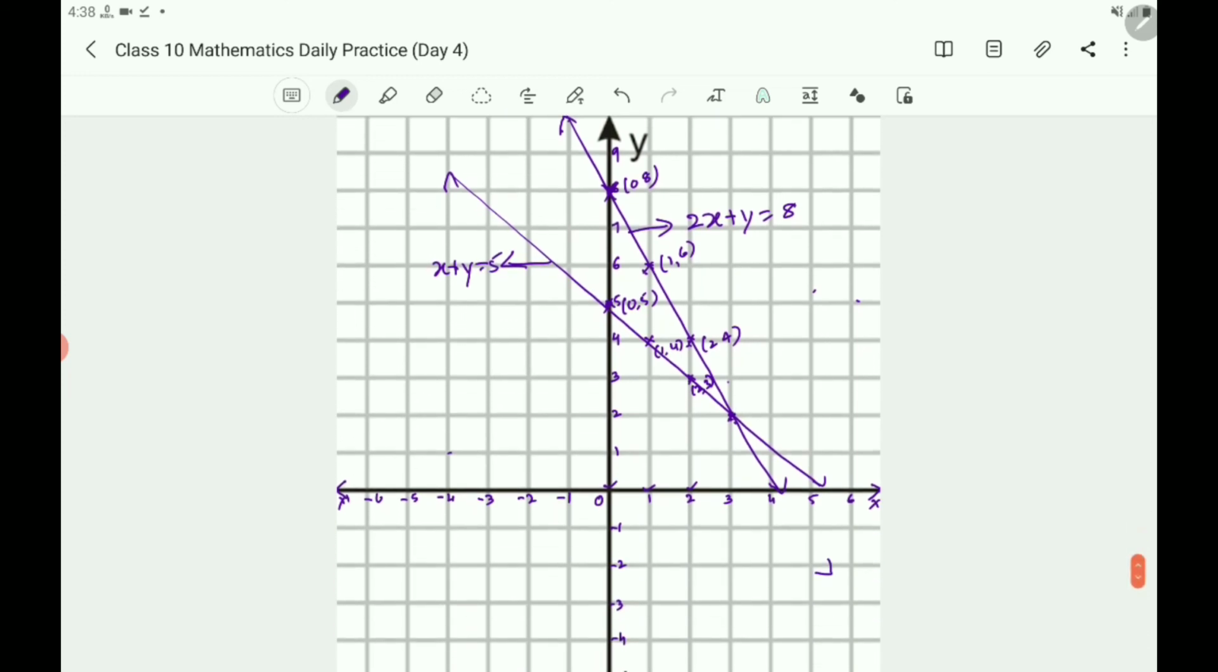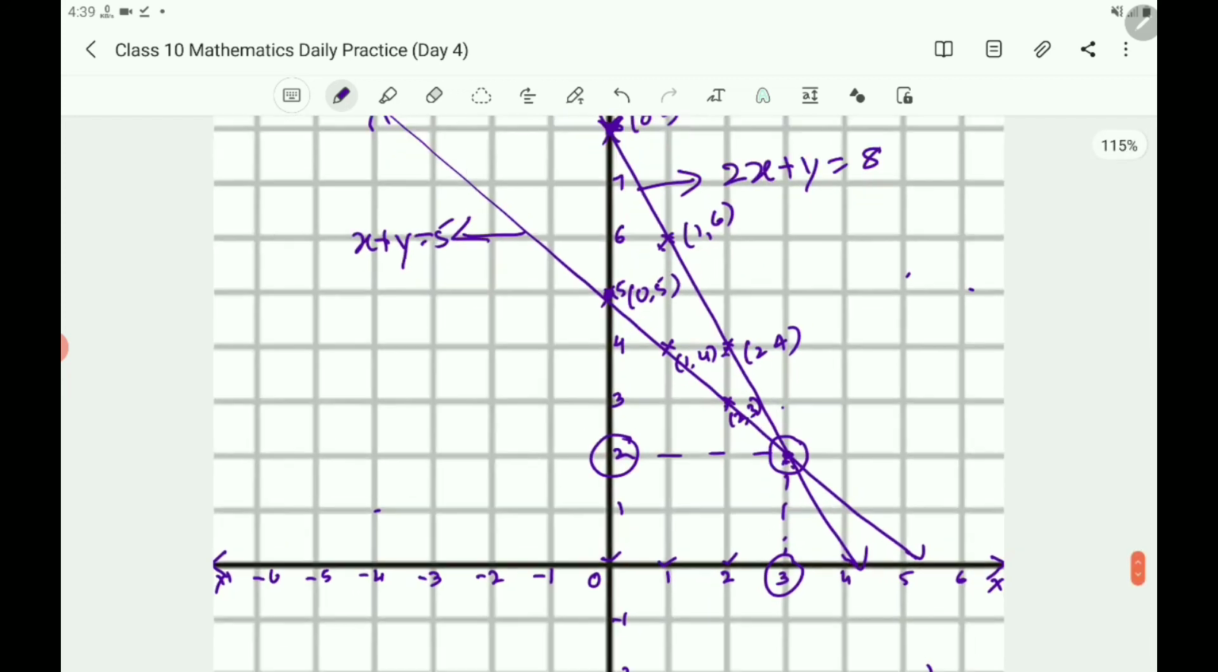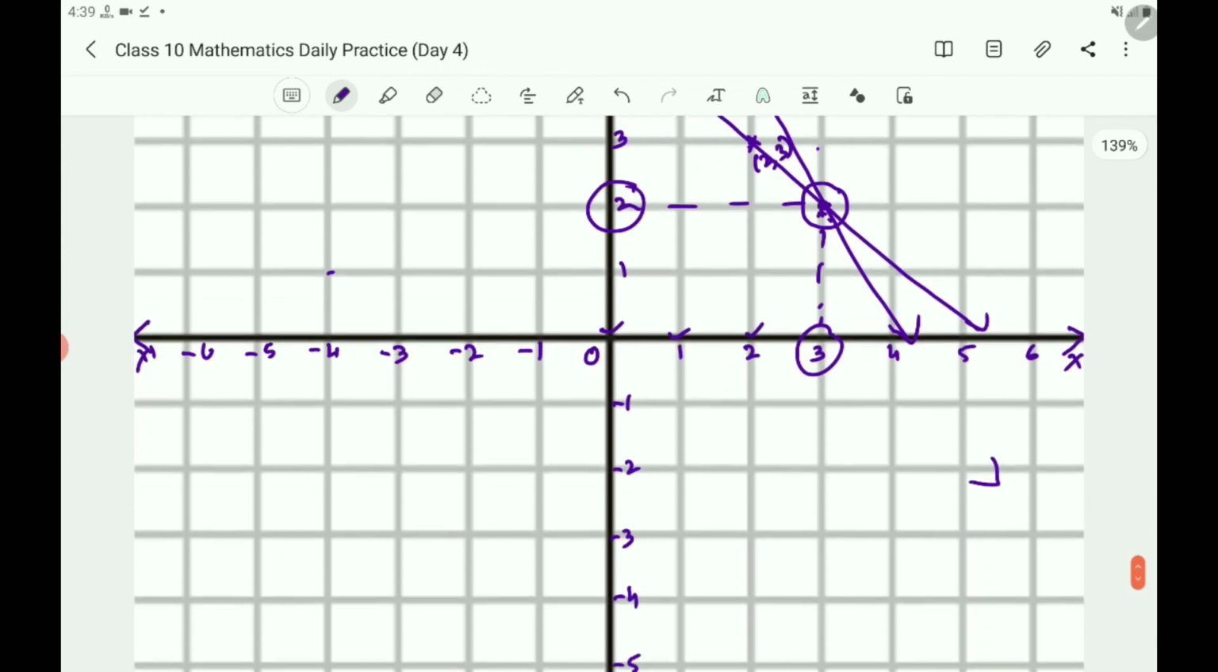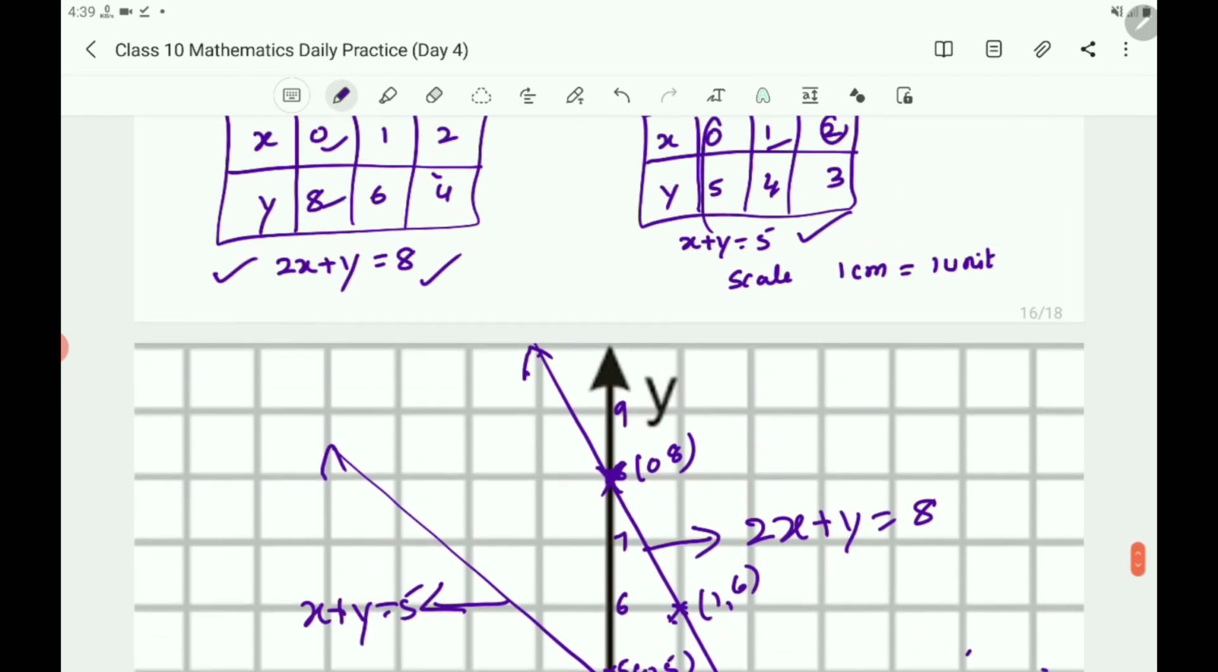Now both lines meet at this point. So here you get the x value and y value. x value is 3 and y value is 2. So you write the solution: x equals 3, y equals 2.